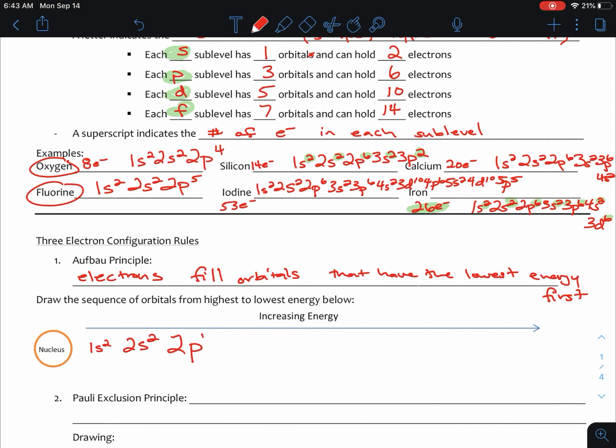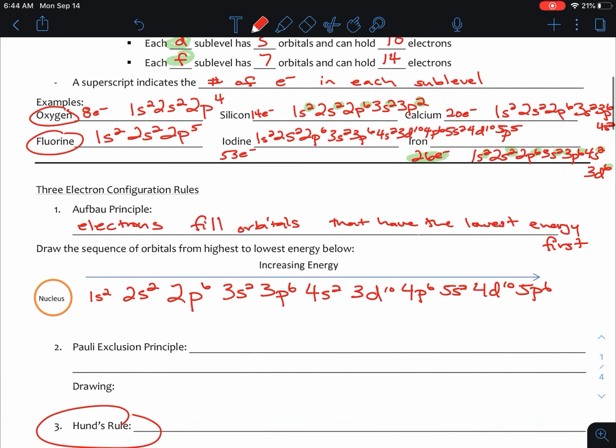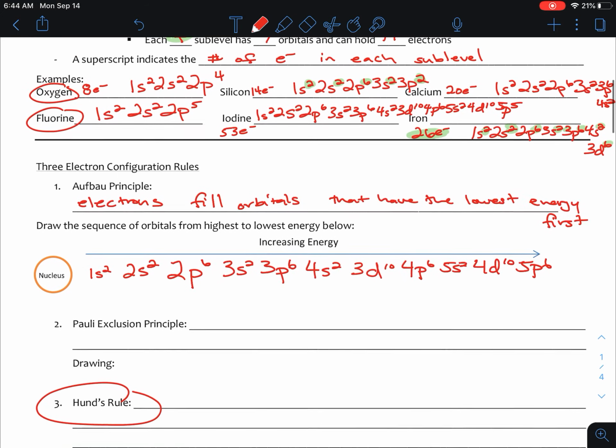And so then you'd have 2p6 you can fill up. Then after that, you'd have the 3s, then the 3p. So basically, as you get further and further away from the nucleus, the amount of energy required to keep that electron there increases. You get the 4s, then it goes back down at 3d10, and then 4p, and then 5s, and so on and so forth. So that's the progression of the amount of energy required to keep those electrons there. So electrons in the 3d orbital have a lot more energy than electrons in the 1s. Depends on how far away they are from the nucleus.